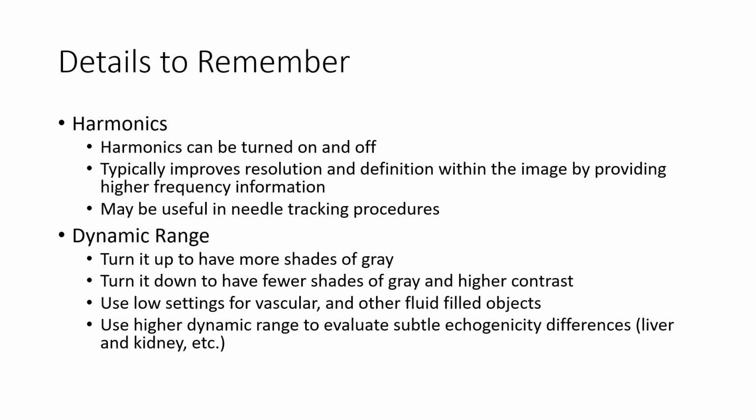Dynamic range is really something that controls our contrast. So if I have something that I want to see a lot of shades of gray, maybe I want to compare the liver and the kidney, I would want to increase my dynamic range and make it a larger number. If I wanted something with higher levels of contrast, less grays involved, I'd want to decrease my dynamic range to make it more contrasty so I could see those big changes in anatomy. So things like your gallbladder, vasculature, things like that can be really good to image at a very low dynamic range.